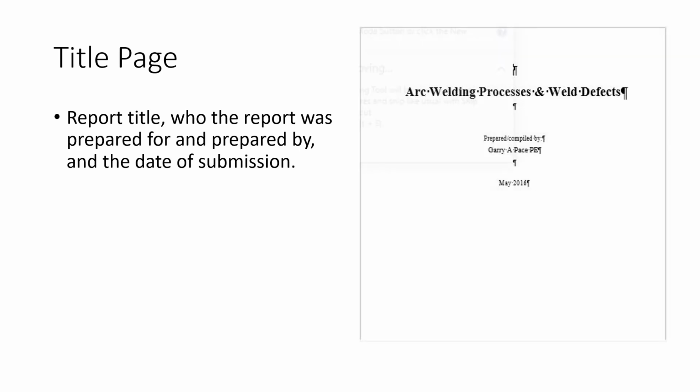So first off, we're going to need a title page for our report. This is a document I put together years ago. It was just for other engineers to understand welding processes and weld defects. So all right, we got the name of it, who it was prepared by, and the date of submission. This is what my report titles look like. Just do that on Word.